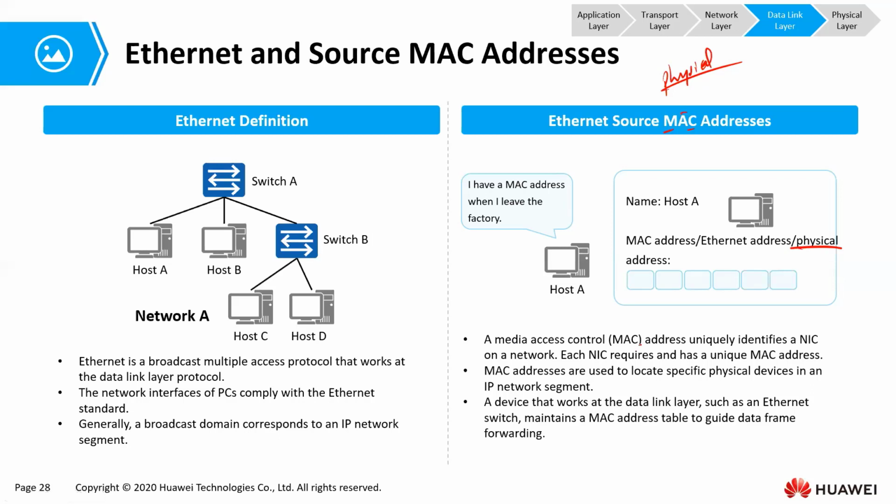So a media access control address uniquely identifies a network interface card. Please note that MAC addresses identify your network interface card, not your computer. So for most of you who have laptops, you have at least 2 MAC addresses on that laptop. You have a MAC address for the Ethernet card, wired, and a MAC address for the Wi-Fi card. There are 2 different MAC addresses. Each NIC requires and has a unique MAC address.